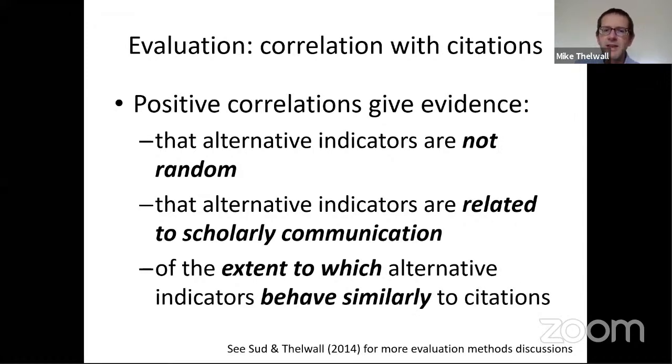And then there is the extent to which they behave similarly to citation counts. So one of the indicators, the Mendeley reader counts, behaves very similarly to citation counts, has a very high positive correlation with citation counts, but most of the others have very low correlations with citation counts, suggesting that they reflect other types of aspects of the articles. So not academic impact, but other types of impact, perhaps.